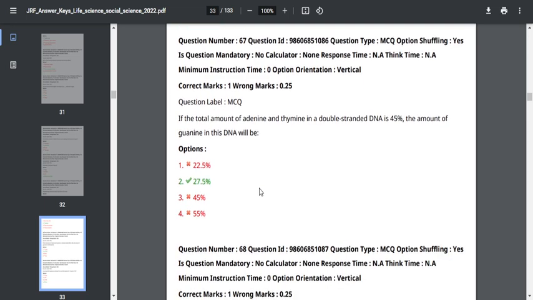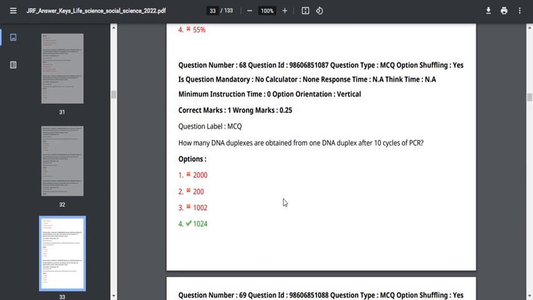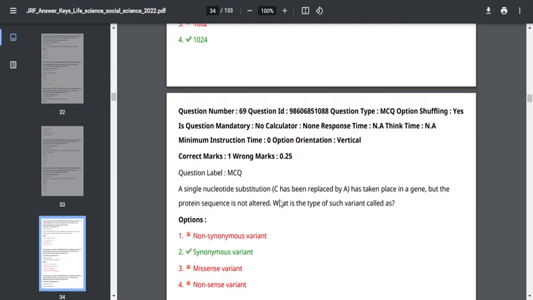The total amount of adenine in the double stranded DNA is 45%. So adenine is 45, remaining is 100 minus 45, it is 55%. Here they are asking only for the amount of guanine. So if you divide 55 by 2, you will get 27.5. Next, how many duplexes are obtained from one duplex DNA after 10 cycles of PCR? It is a simple formula, 2 to the power of n, where n is the number of cycles. So, the answer is 1024.